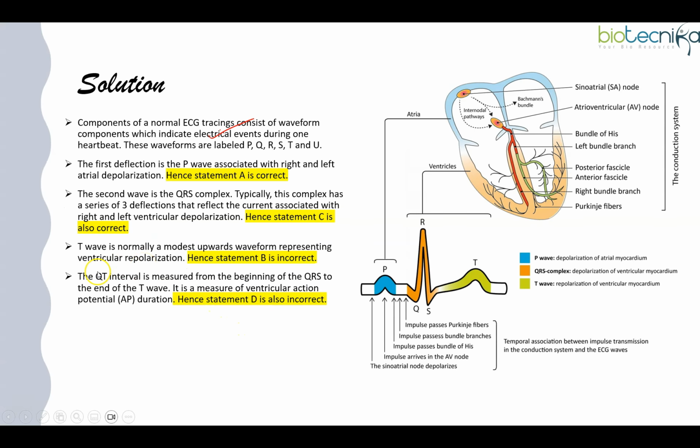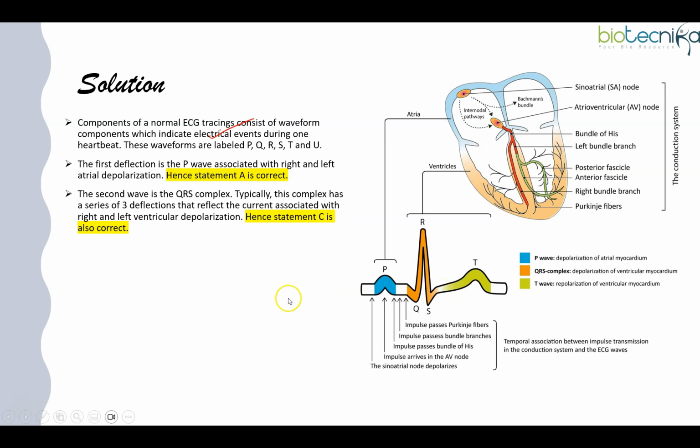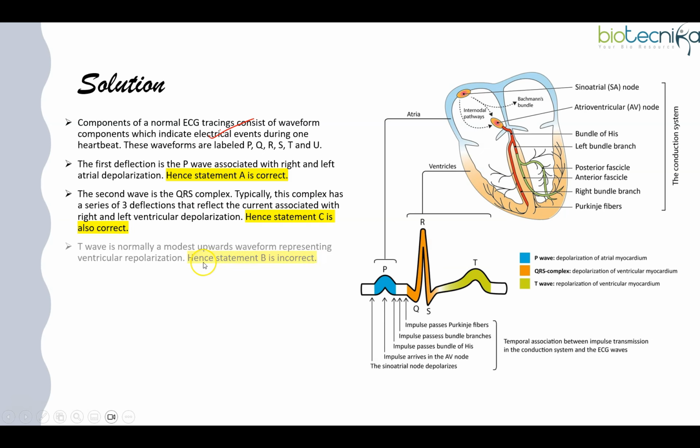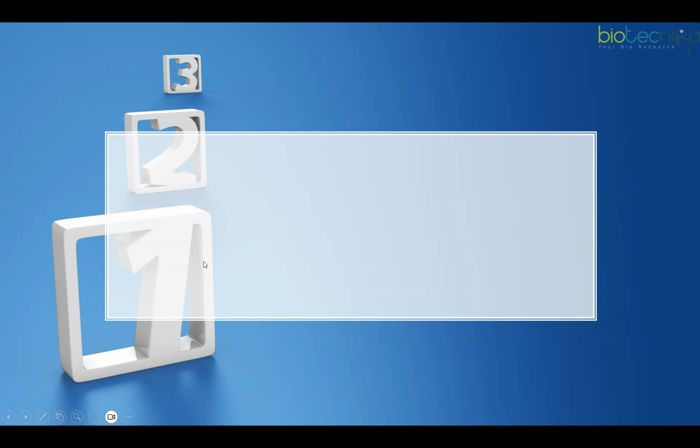And even D is wrong because the QT interval is measured from the beginning of the QRS to the end of the T wave. That is what the QT interval is. So it is a measure of the entire ventricular action potential duration. Since in statement D it is written that the QT interval indicates the plateau portion of the atrial action potential, that's why it is wrong. So the correct answer over here is B and D, as the question is asking for all the incorrect statements. Again, this is an important topic from the CSIR syllabus as well.